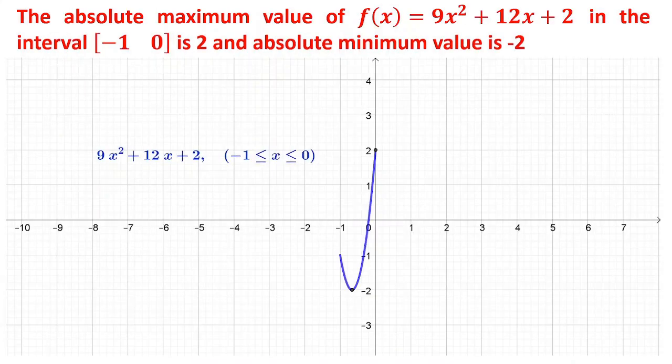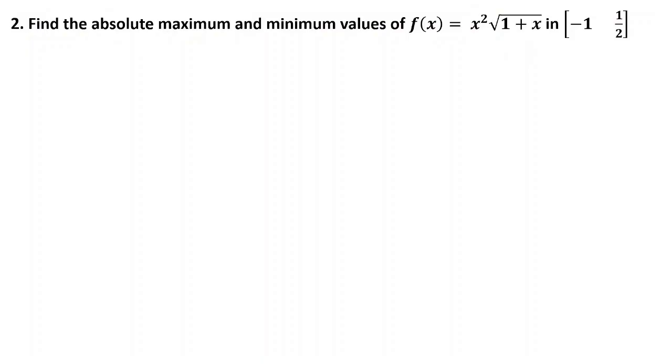Now we will see the graph of it. In the graph you are seeing that when you take only the part of the curve from minus 1 to 0, the maximum value is 2 and the minimum value is minus 2. The curve is coming down to minus 2, and at the top it is 2. Let us go to the next question.